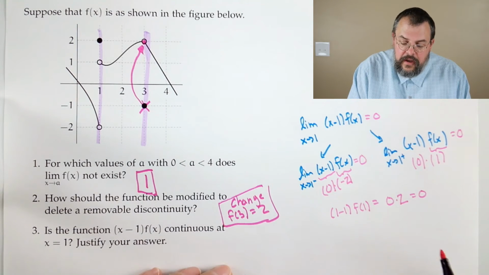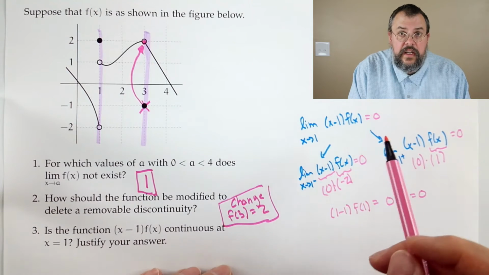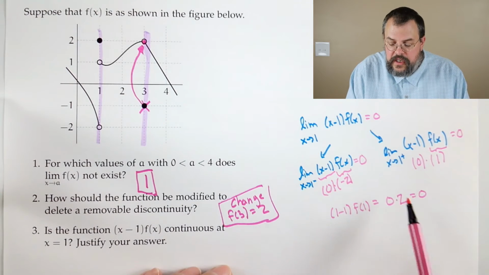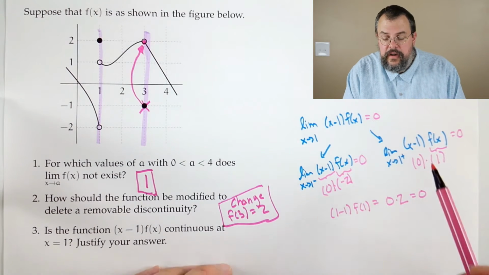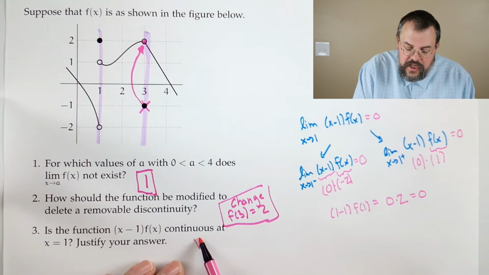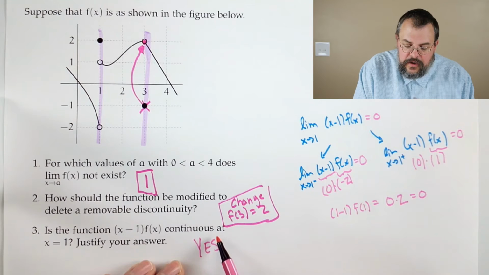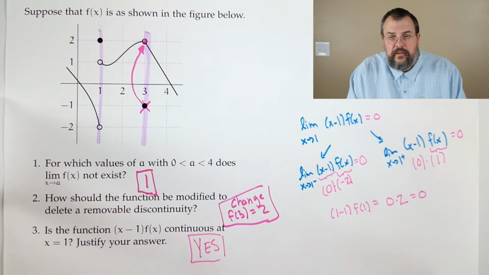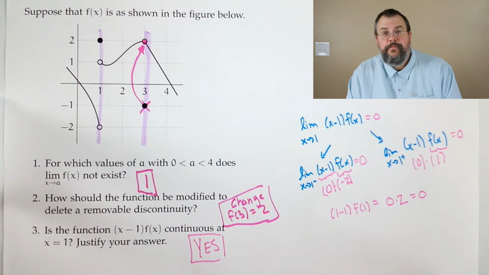So we see that the limit exists and it equals 0, and the function exists and it equals 0, and of course 0 equals 0. So we've now checked the definition of continuity, and we can say that yes, this function is continuous.